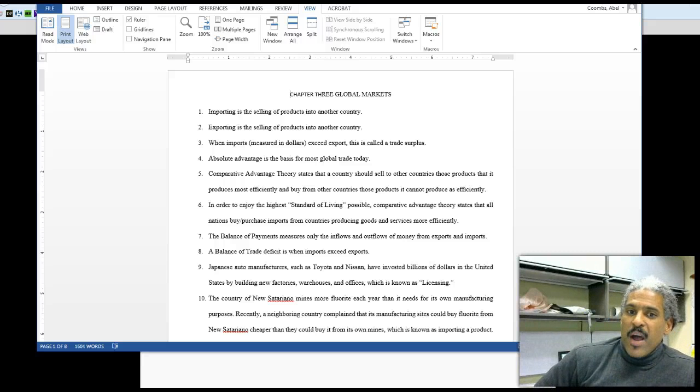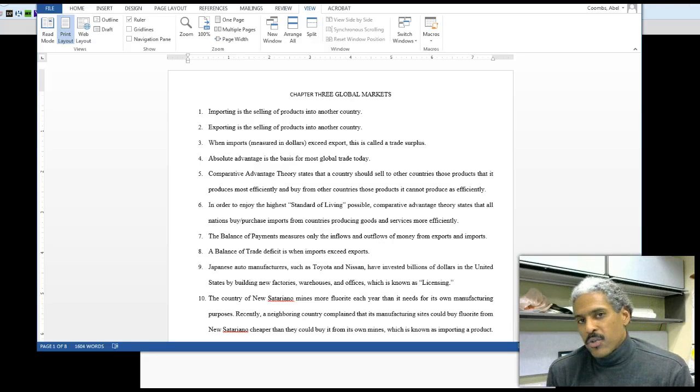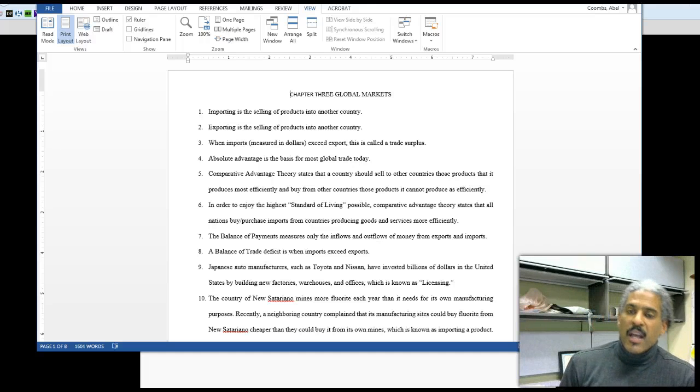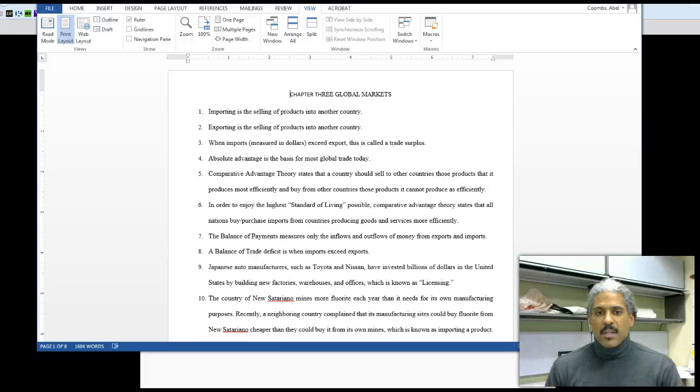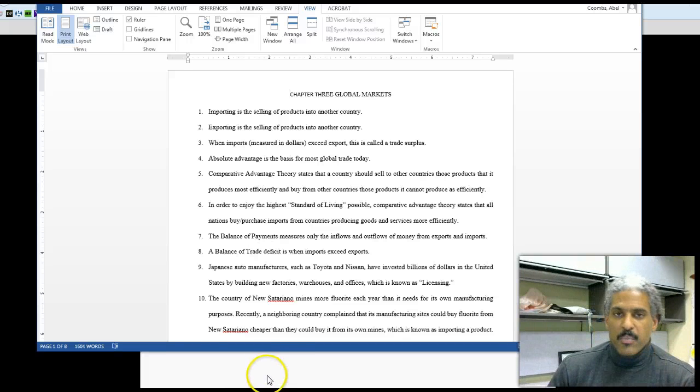Number 1, importing is selling of products into another country. False. Importing is receiving of products. Exporting, number 2, exporting is selling products into another country. Yes, exporting is into another country. Importing is receiving into the country. Okay, so that's perspective. Make sure you got clarity on that question.